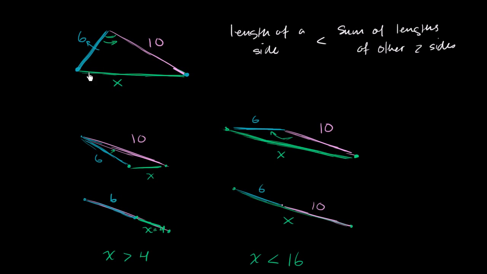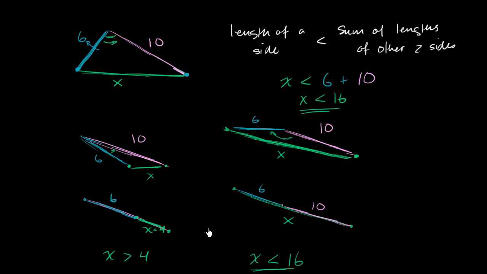And just using this principle, we could have come up with the same exact conclusion. You could say, well, look, x is one of the sides. It has to be less than the sum of the lengths of the other two sides. So it has to be less than 6 plus 10, or x has to be less than 16. x has to be less than 16. The exact same result we got by visualizing it like this.